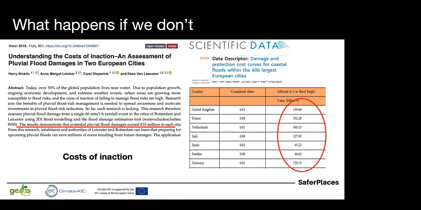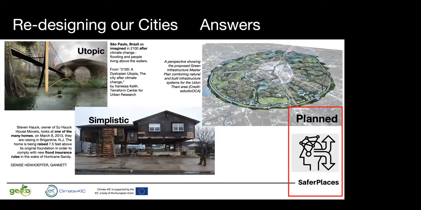For example, a pluvial medium intensity rainfall event of 60 mm per hour can generate more than 10 million euro of economic losses in a city like Rotterdam. And the cost of coastal flooding is even higher, with billions of losses on a national scale. So action means redesigning our cities to be more resilient to floods. And besides simplistic or utopic approaches, urban city master plans have both the possibility and the chance, but also the burden, to solve this problem.